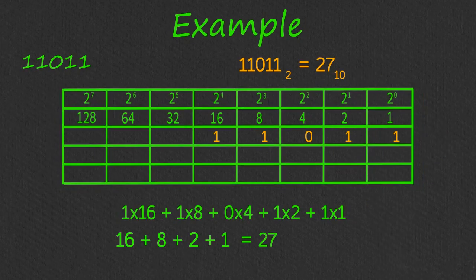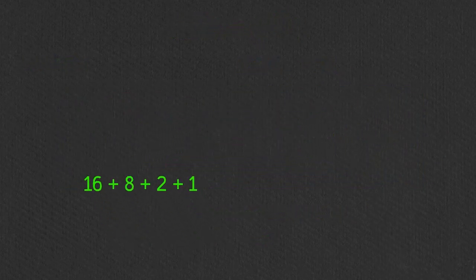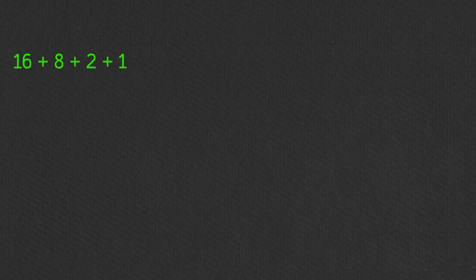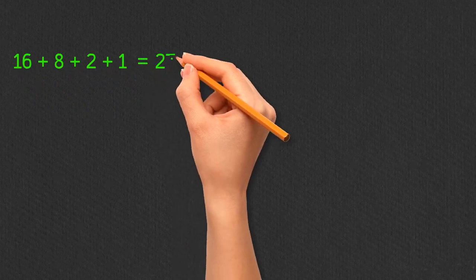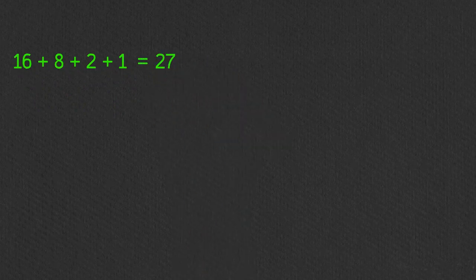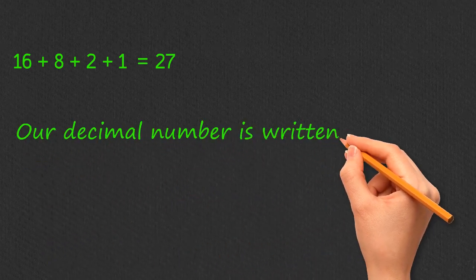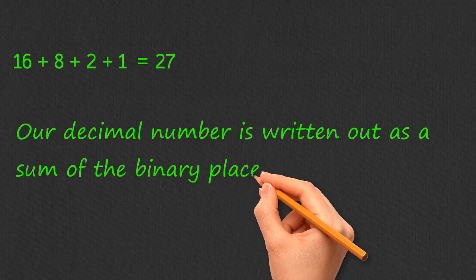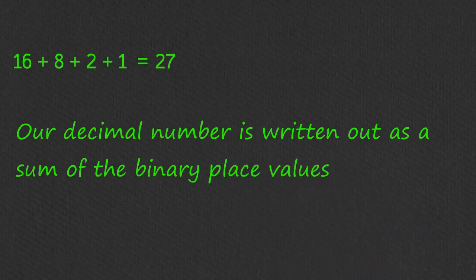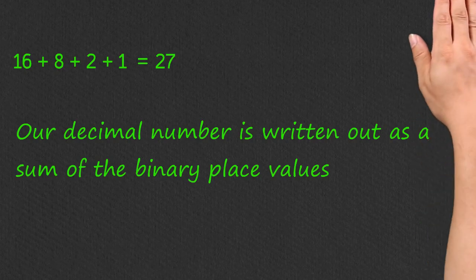Now, let me draw your attention to this final sum. 16 plus 8 plus 2 plus 1 equals 27. What happens here? Well, our decimal number is written out as a sum of the binary place values. So, if we can figure out what exact binary place value combination a specific decimal number is, then we have converted our decimal number to binary.